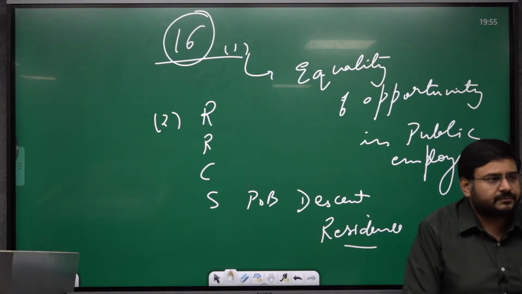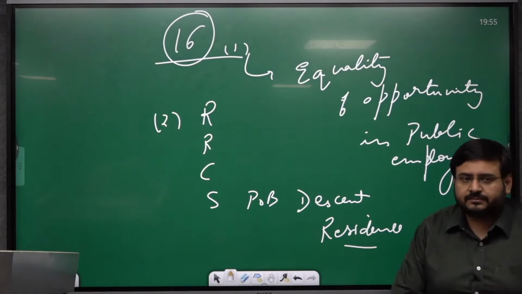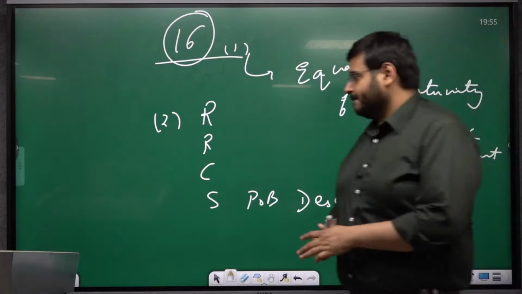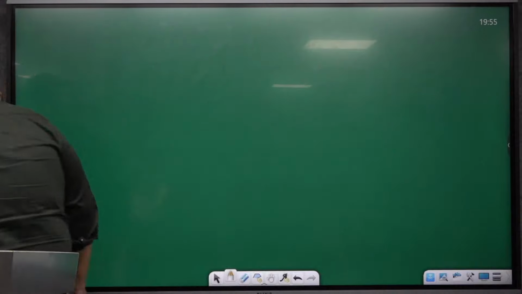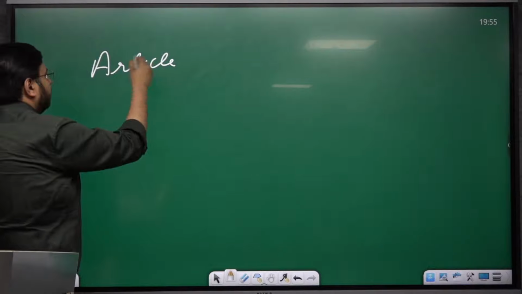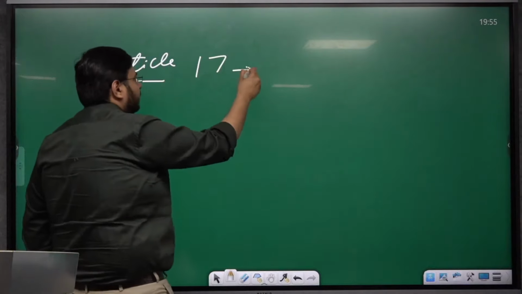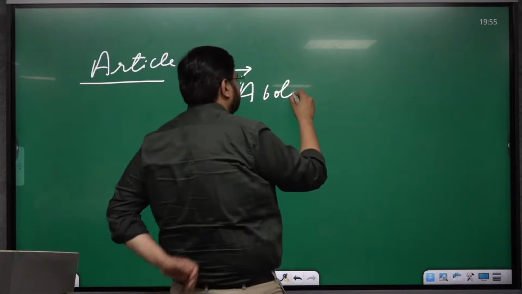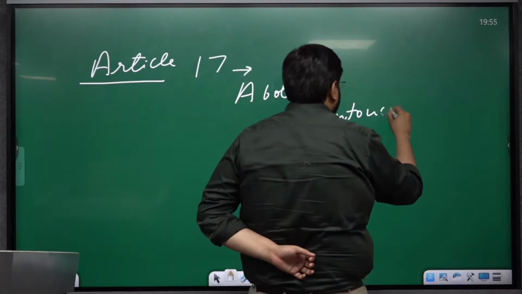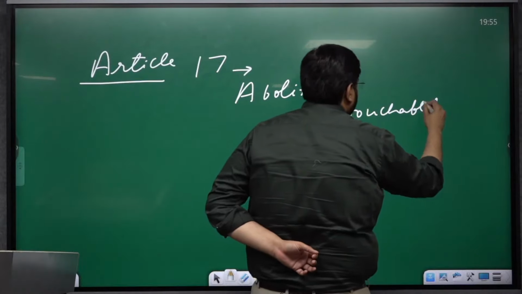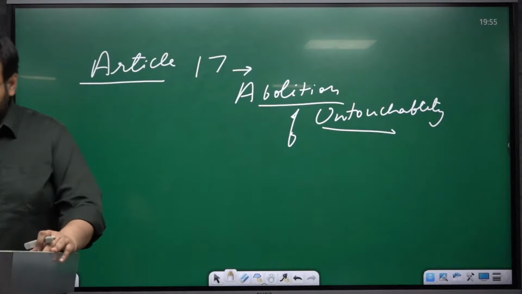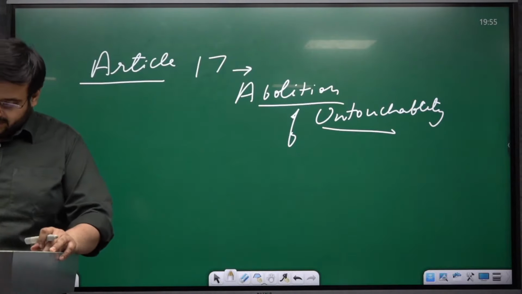Any other doubt? Now after 16, what will come? Article 17. Very simple. What does Article 17 say? Article 17 says abolition of untouchability.